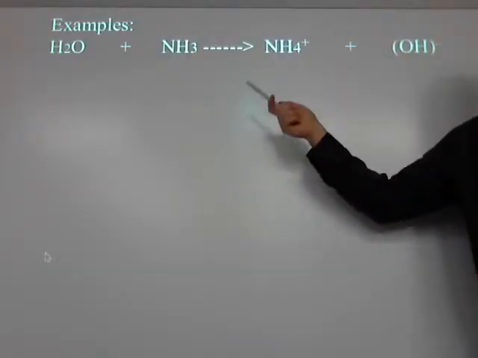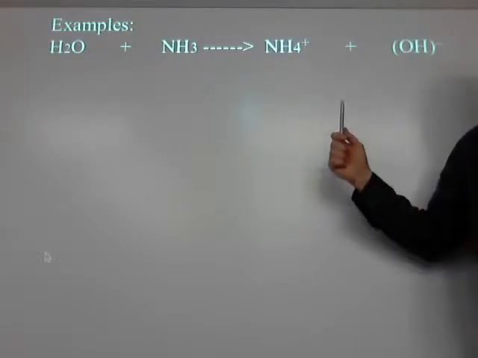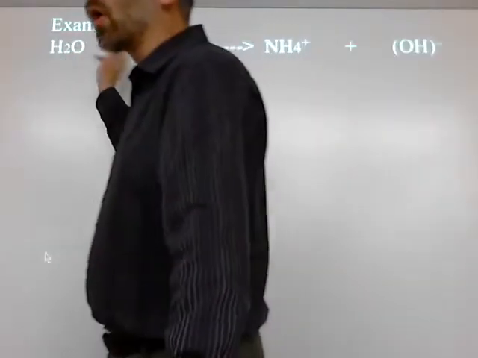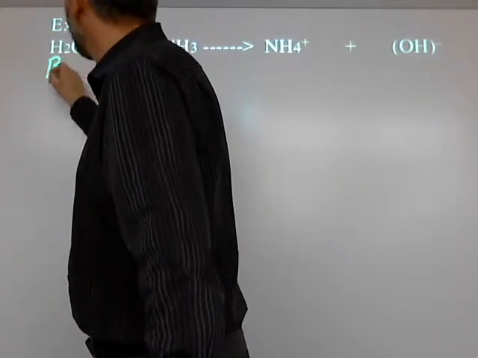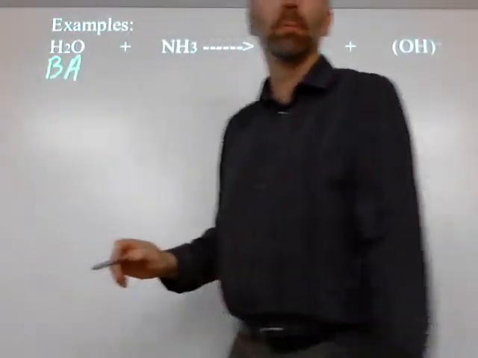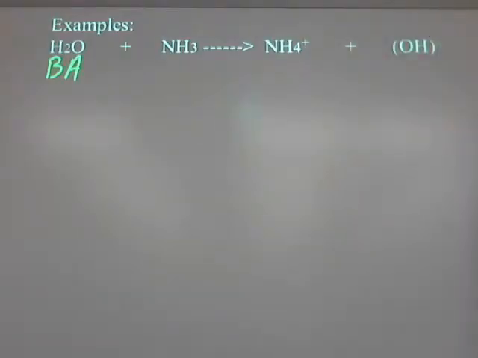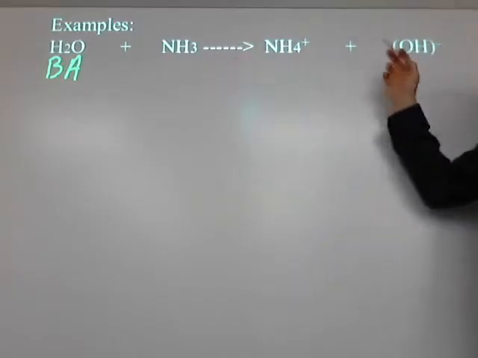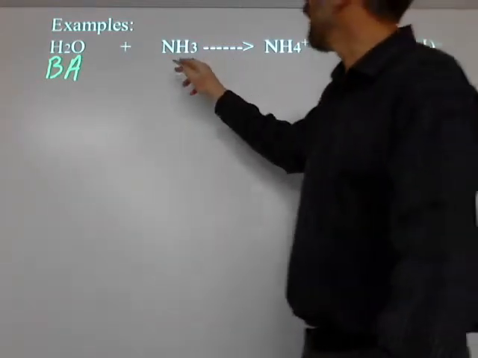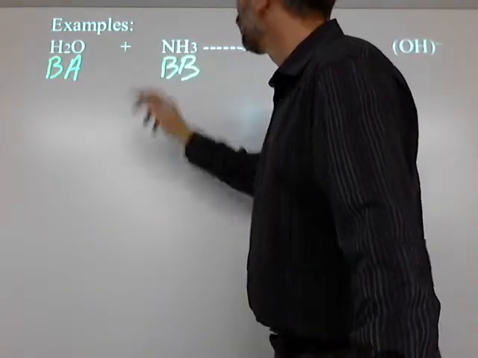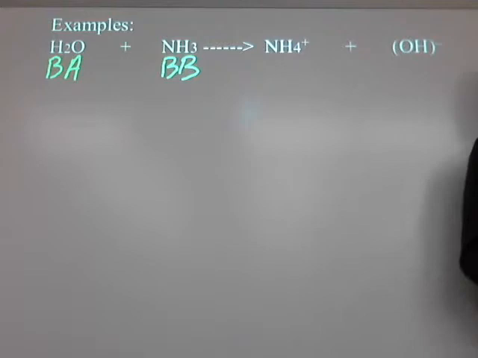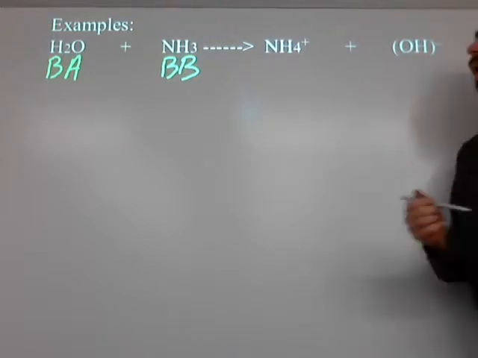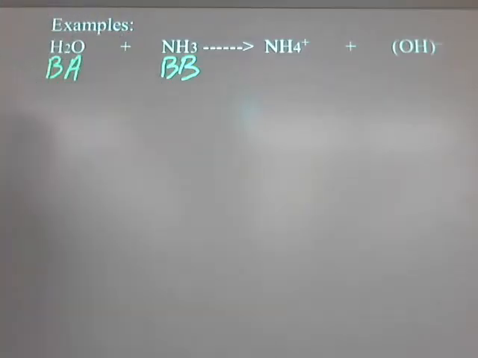What did the water do? Donate or accept an H? Everybody agree? Since it donated an H, that makes it a Bronsted acid. So you can put that little BA for short. You can do this on the worksheet as well. It is a Bronsted acid. What happened to NH3 from here to here? What did it do? So that makes it a Bronsted base. You see it? Now comes the second question. Do I also have an Arrhenius something?